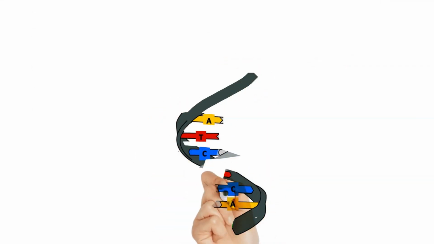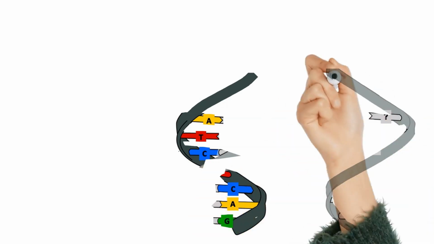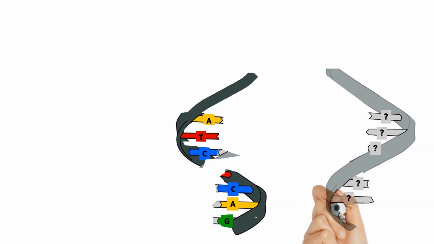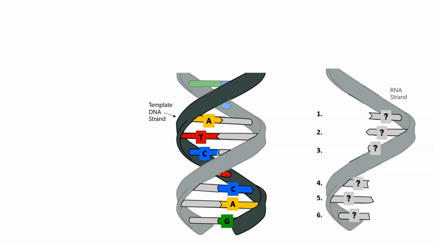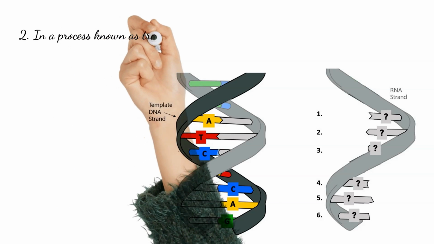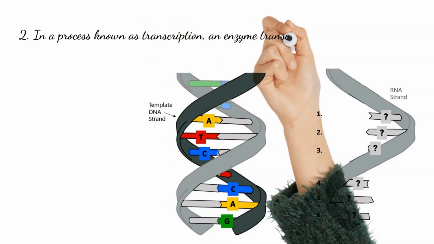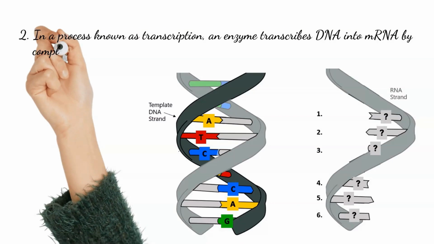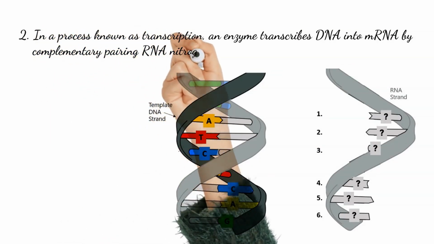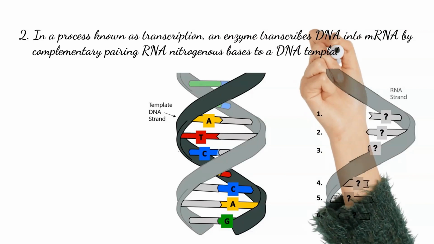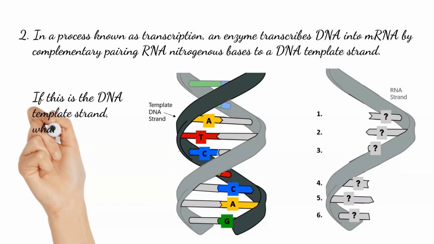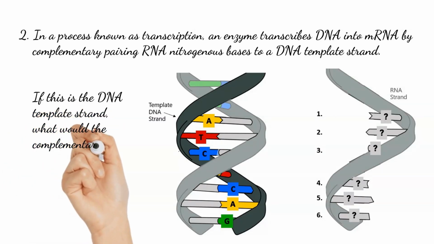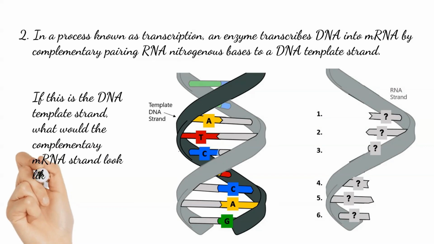But now, for this next question, let's practice transcription and look at how the complementary set of RNA would look to DNA. So now we're practicing basically writing messenger RNA. Sound good? So in a process known as transcription, an enzyme transcribes DNA into mRNA by complementary pairing RNA nitrogenous bases to a DNA template strand. If this is the DNA template strand that you see on the screen, what would the complementary mRNA strand look like?